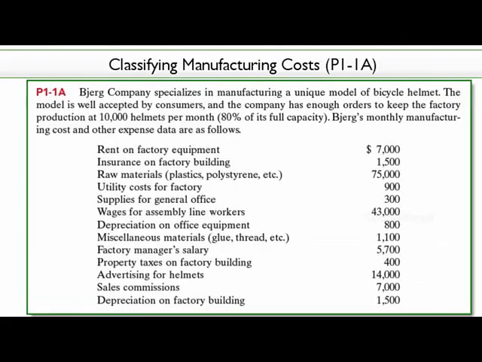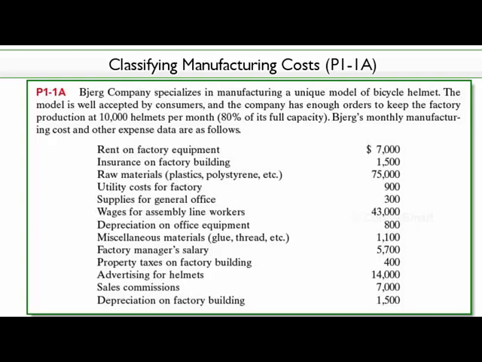Berg Company specializes in manufacturing a unique model of bicycle helmet. The model is well accepted by consumers, and the company has enough orders to keep the factory production at 10,000 helmets per month. That's 80% of its full capacity.